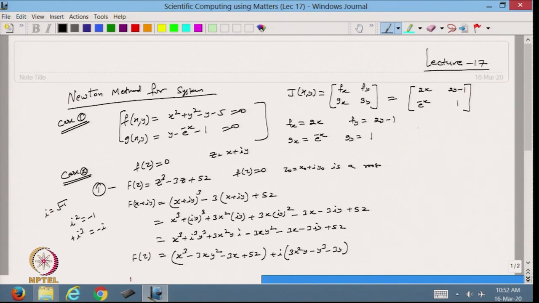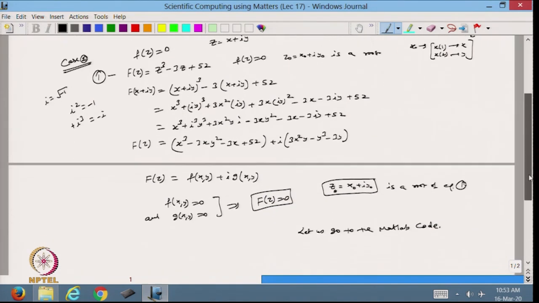So, this is my j x, and the f vector I have defined like this one, f x y and g x y. And this x in the code I am defining is a vector, x 1 and x 2. So, basically this is my x and this is my y, because in the MATLAB code we have to define the multi-valued variable in this form, x and y in the vector form. So, we are going to define the same way for this function.